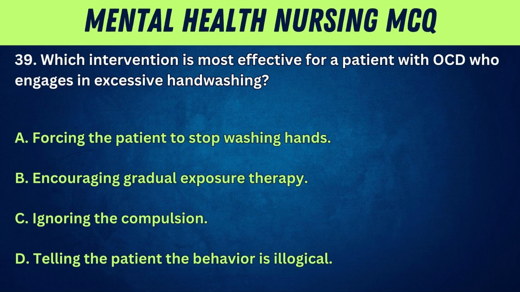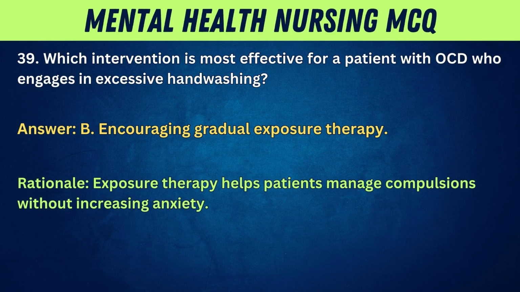39. Which intervention is most effective for a patient with OCD who engages in excessive hand-washing? A. Forcing the patient to stop washing hands. B. Encouraging gradual exposure therapy. C. Ignoring the compulsion. D. Telling the patient the behavior is illogical. Answer: B. Encouraging gradual exposure therapy. Rationale: exposure therapy helps patients manage compulsions without increasing anxiety.